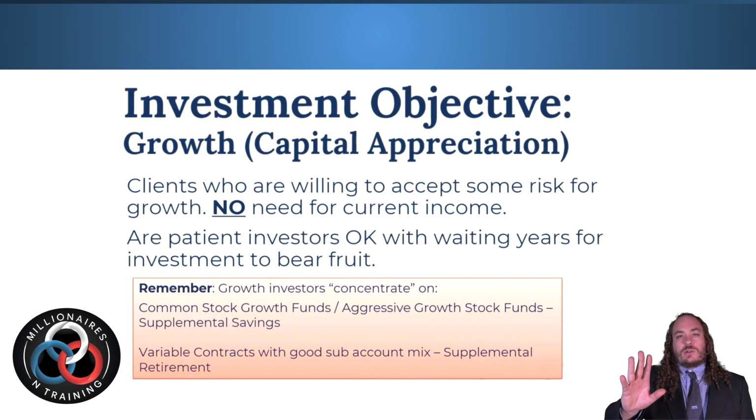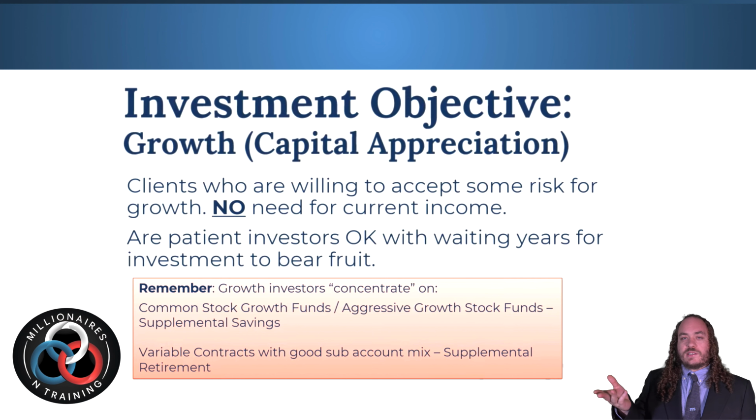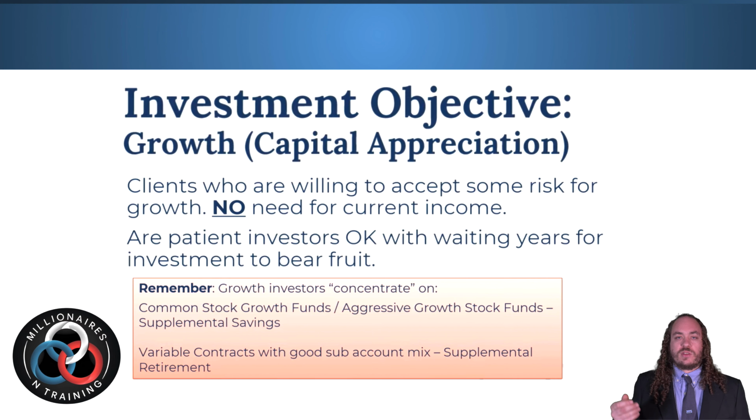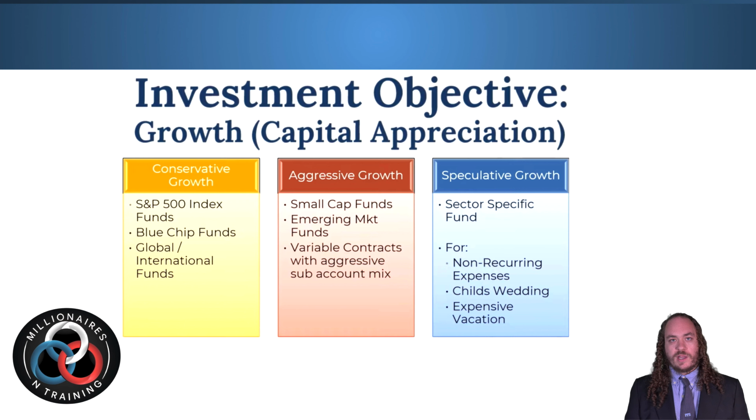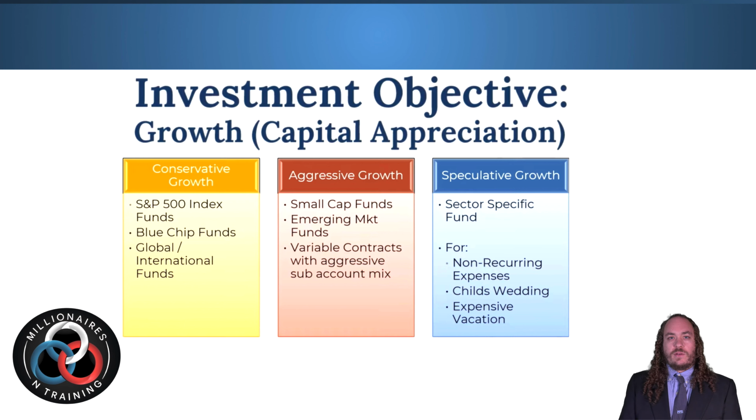If you're an investor who's conservative, invest in the S&P 500 index fund or a blue chip fund. Blue chips are the best of the best companies, or a global international fund. Blue chip funds are really good for those investors who want to invest in products that they know, household names. Aggressive growth investors could pick a small cap fund, emerging markets funds, or even a variable contract with an equity subaccount mix for supplemental retirement.